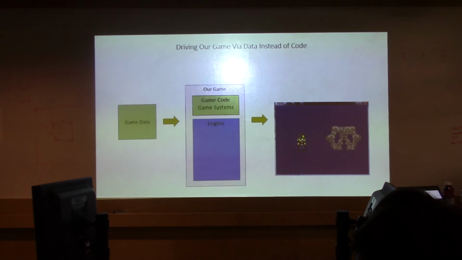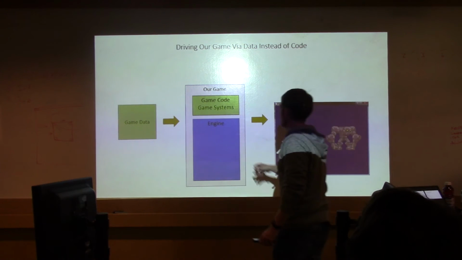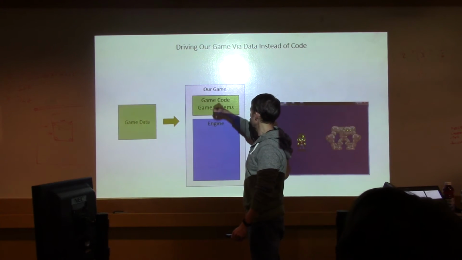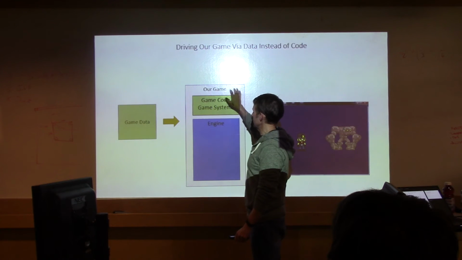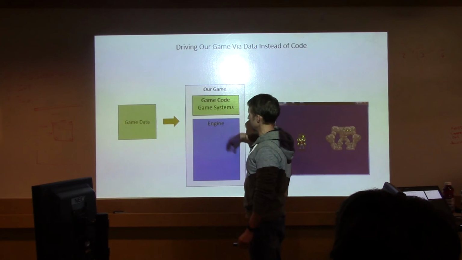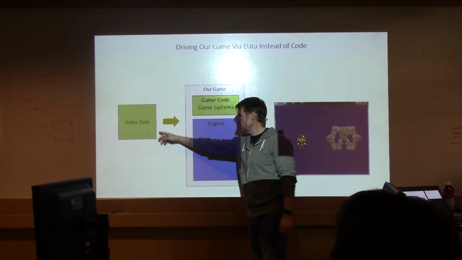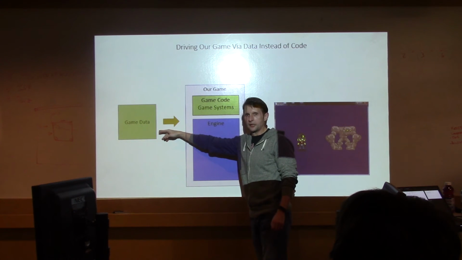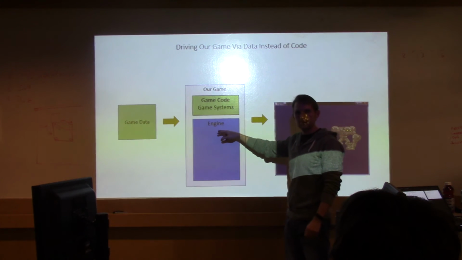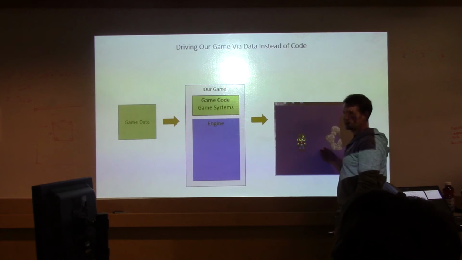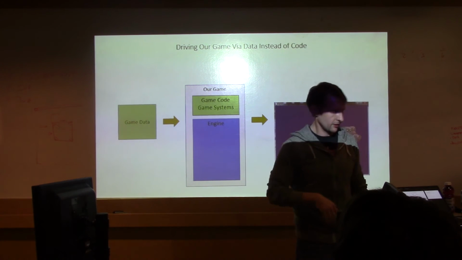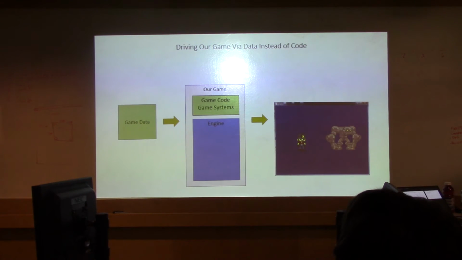I drew this to give you a visual idea of what I'm talking about. We've talked a lot about this. Here's our game as far as the code. We've got our engine code, our game code, and our game systems, and you compile these together to comprise our game. Ideally, we've got some game data out there that we want to feed it, and then out pops, I put my two little guys up there, didn't have anything else. That's what we want to do.